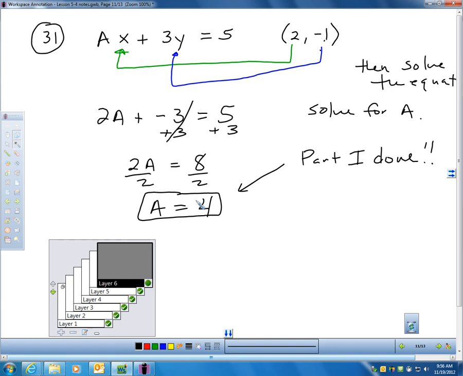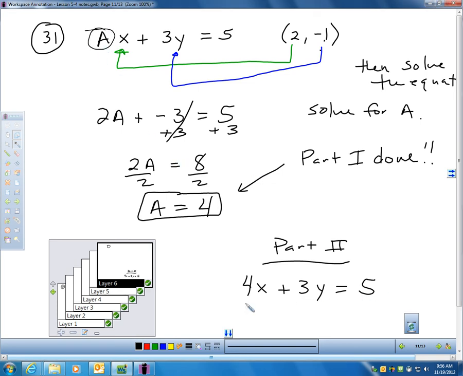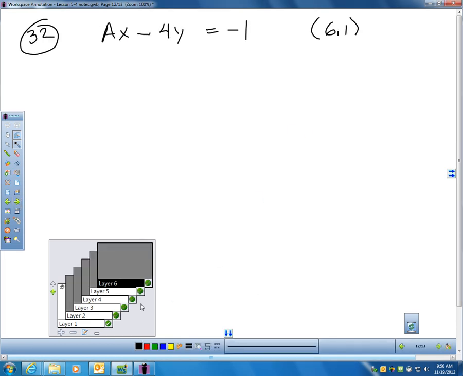You figured out a is 4. You found the value of the coefficient. Now it says write the completed equation. Don't forget to do that. The complete equation then would be 4x plus 3y equals 5. You can see I just replaced a with 4. Very simple. Question 32, same type of deal.